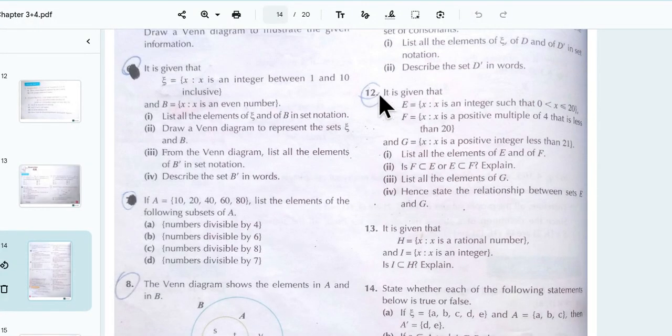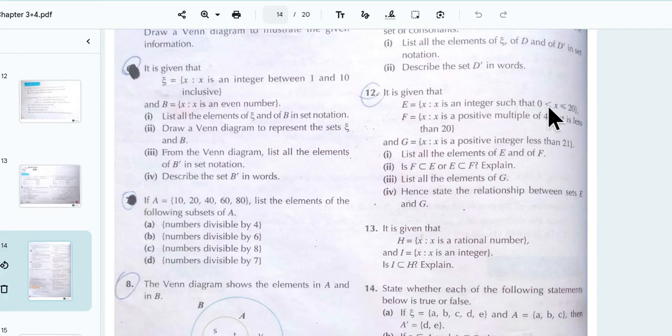Let's suppose question number 12. In the statement of question number 12, it is given that E is a set containing all the elements x such that x is an integer such that 0 < x ≤ 20. Equal means 20 is inclusive, but 0 is not inclusive. So that means all the remaining terms which are greater than 0 and less than or equal to 20.